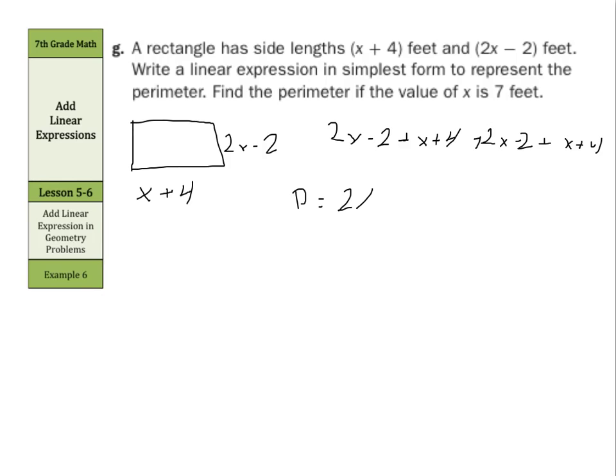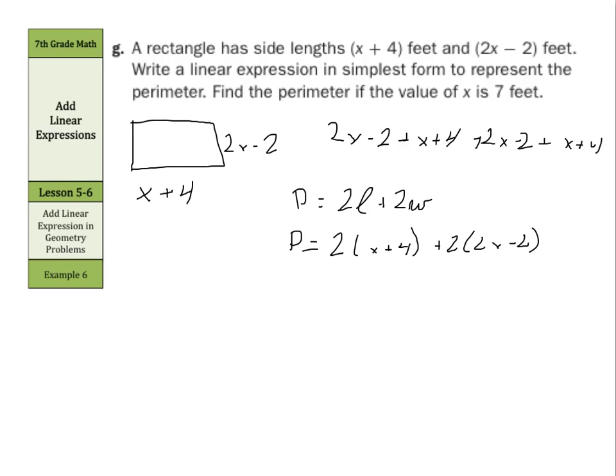Perimeter equals 2 times the length plus 2 times the width. Now, either way you do it, you'd get to the same answer. Let's try this formula way, because I think in the long run it's more efficient. So perimeter would equal 2 times, and just pick one of the sides for length, we'll go x plus 4, and then plus 2 times 2x minus 2.